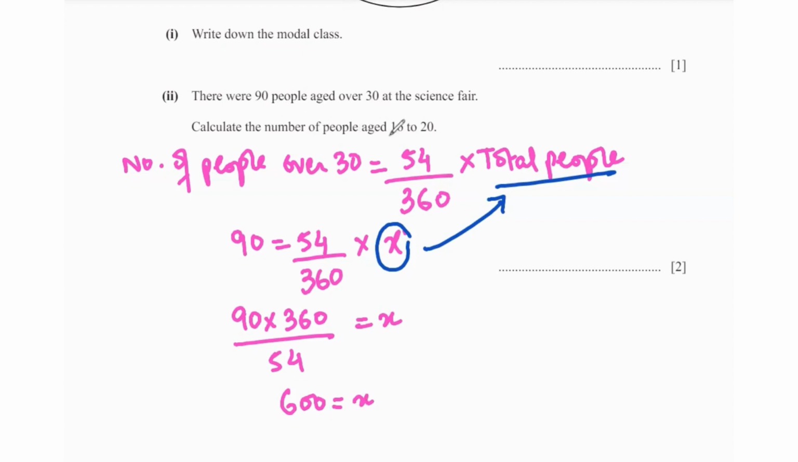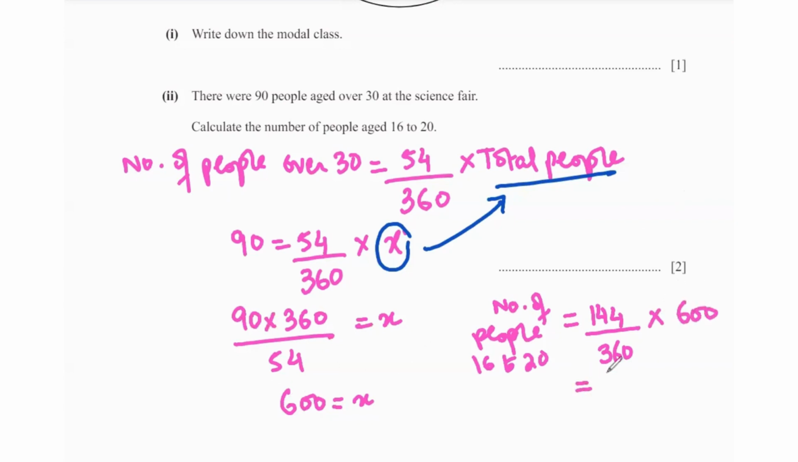Now to find the number of people aged 16 to 20, we will do 144 over 360. 144 was the angle of people from 16 to 20 in the pie chart. And multiply this fraction by the total number of people, which is 600. And that's going to give us 240. So 240 people basically are aged 16 to 20.